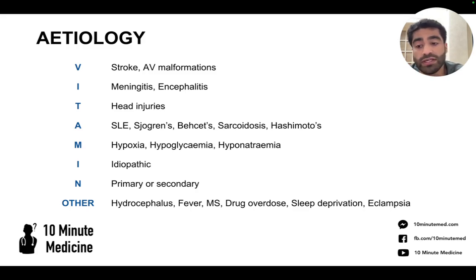Idiopathic causes or neoplastic. So looking at malignancies, whether that could be a primary malignancy in the brain or secondary malignancies. Other causes as well, things to consider listed down there. You can get febrile seizures, often seen in pediatric patients, and there's other conditions as well. So drug overdose is another key one to look out for in ED settings.